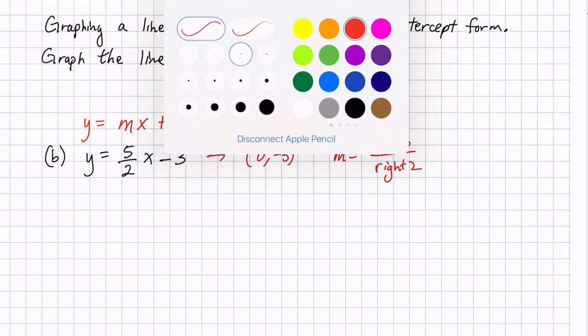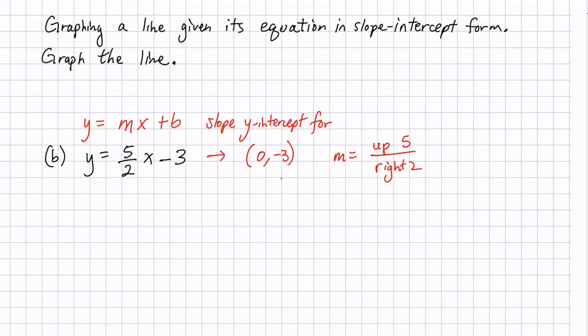And let's use our graph paper. There's my y-axis. There's my x-axis. Nice and straight. Let's graph our y-intercept first. 0, -3. And then let's travel up 5. 1, 2, 3, 4, 5. And then right 2. And there's another point.